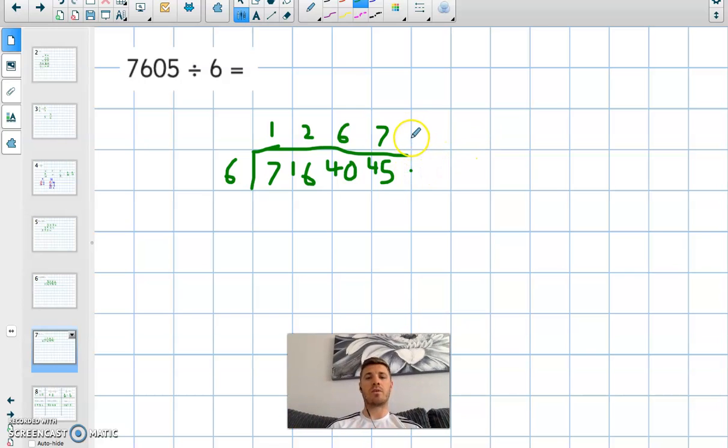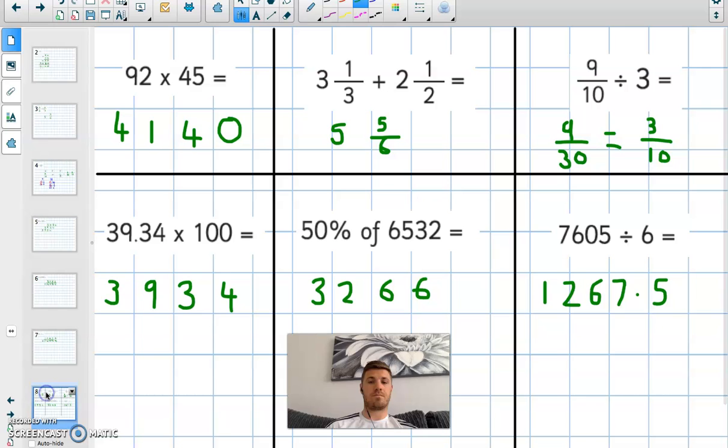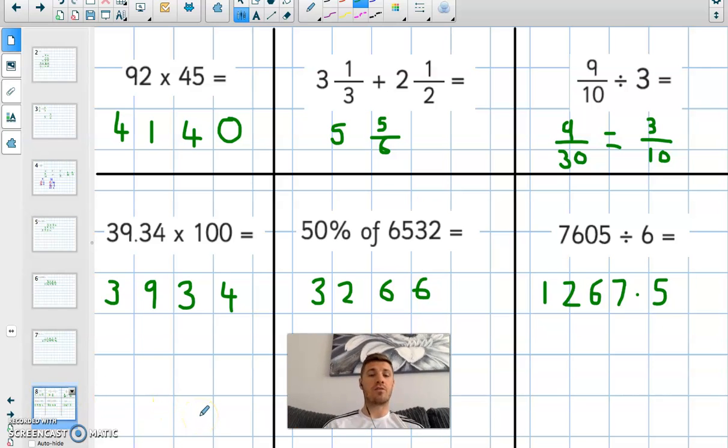So I put a decimal point in, and I'm going to put my 0 in, and then I'm going to carry that remainder over, so that will make that 30. So then I see how many 6's are in 30. Well, I know that there are 5 without a remainder, so the answer is 1,267.5.